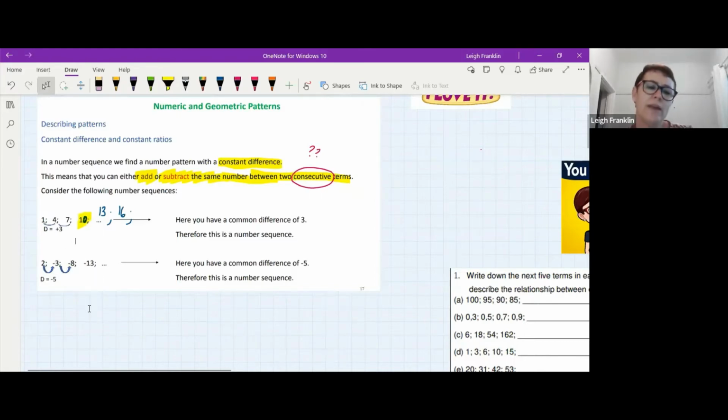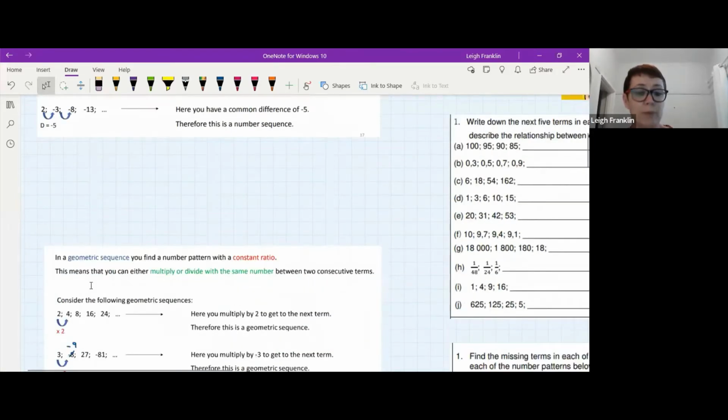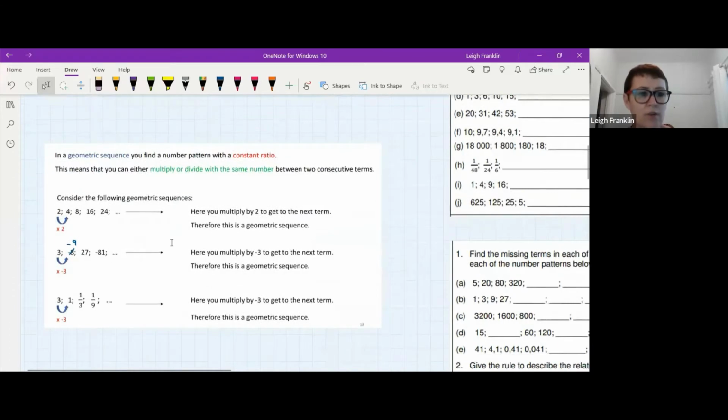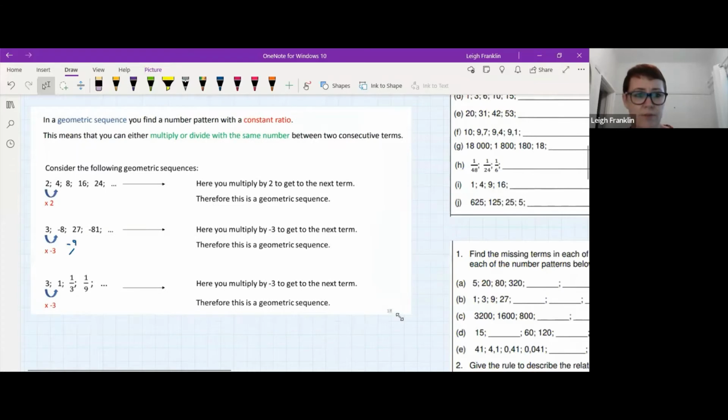Okay, so when there is a number that we are adding or subtracting, and it's the same number each time between consecutive terms, we say that we are working with a linear or an arithmetic pattern. But these are not the only kinds of patterns that we would have to look at. We also need to look at patterns that are called geometric. In the case of a geometric pattern, there is not a constant difference. Here you will find what we call a constant ratio.